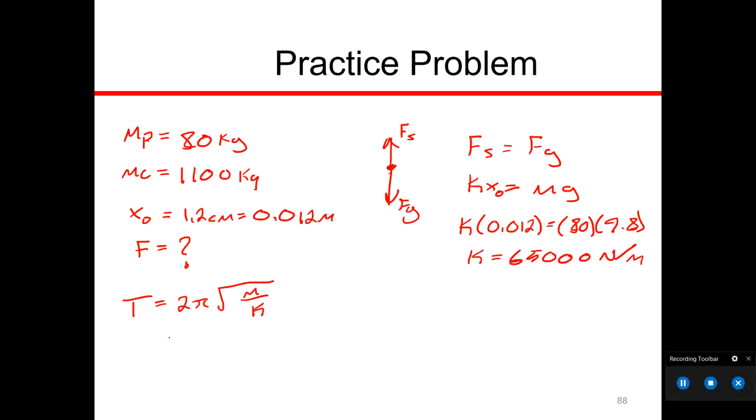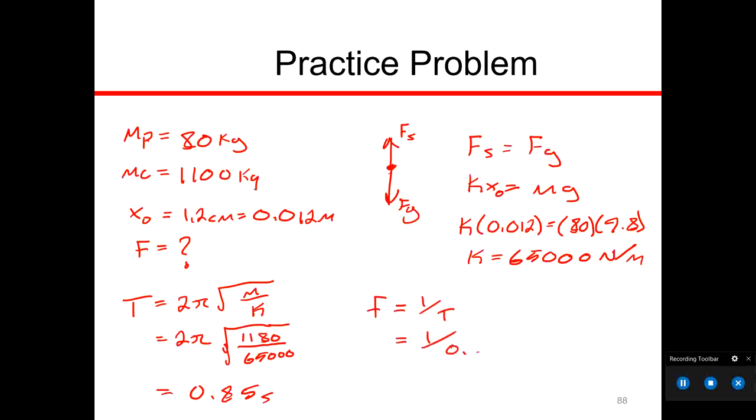So we then take that K, fill it in to our period equation. Our mass now is 1,180 because everything is moving, not just the person. Over 65,000. And we end up with a period of 0.85 seconds. So it's the time for one cycle. We want to find out, though, how many cycles per second. So we convert it to a frequency by doing 1 over the period, 1 over 0.85, and that's equal to 1.2 per second, or 1.2 hertz.